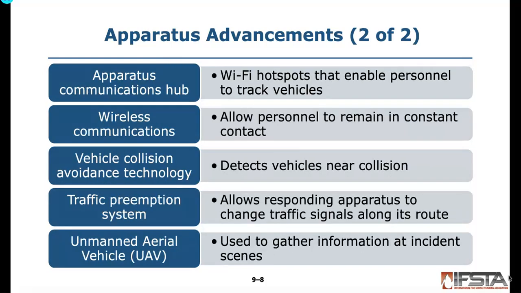Apparatus communications hubs, Wi-Fi hotspots that enable personnel that track vehicles. So our vehicles are tracked. They're tracked through our dispatch. Can track the vehicles. Like I said, you have vehicle locators, and then also we have internet capabilities within our vehicles. Those run our vehicles.